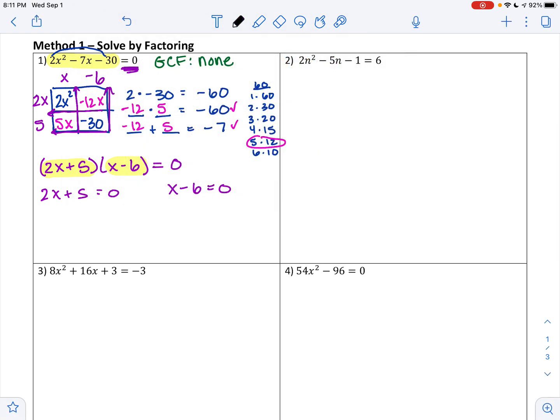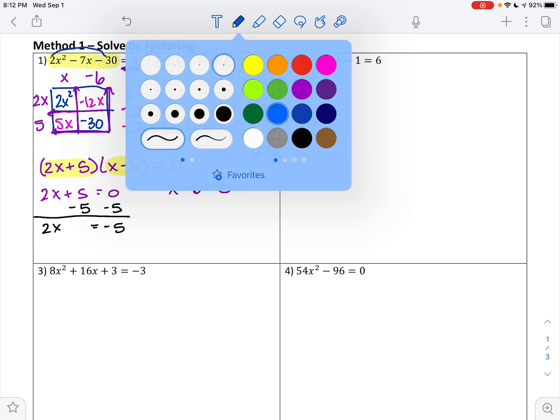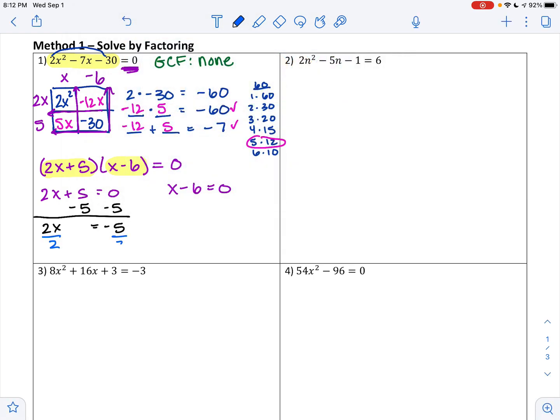From here, we can solve each equation. To undo addition, we'll do subtraction. And I'll have 2x equals negative 5. To undo multiplication, I'll do division, and I'll get x is equal to negative 5/2. Don't make this more work for yourself. You don't need to change that into a mixed number or a decimal. Negative 5/2 is perfectly fine. For our second equation, to undo subtraction, I'll do addition, and I'll get x equals 6. Both of these are my solutions.